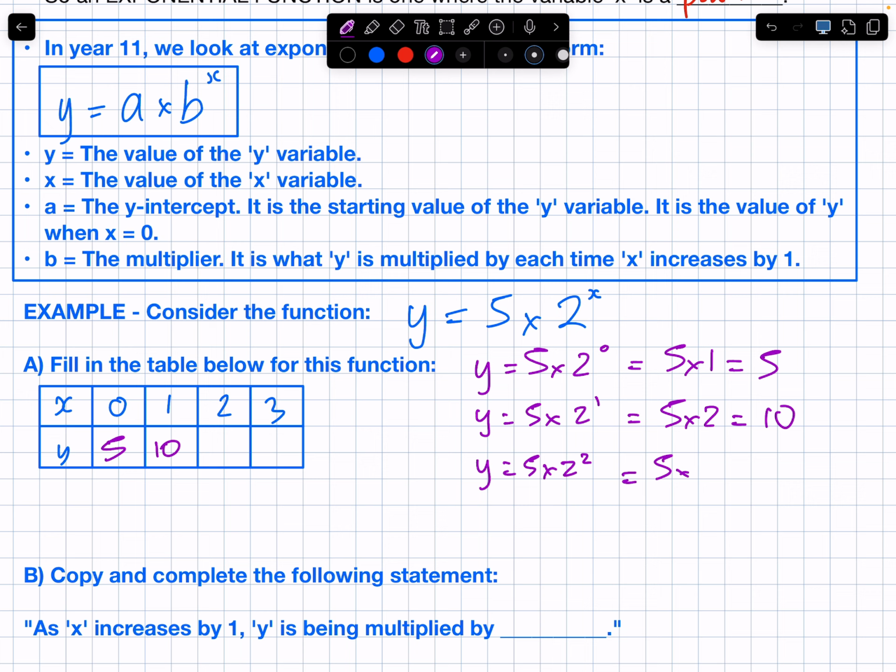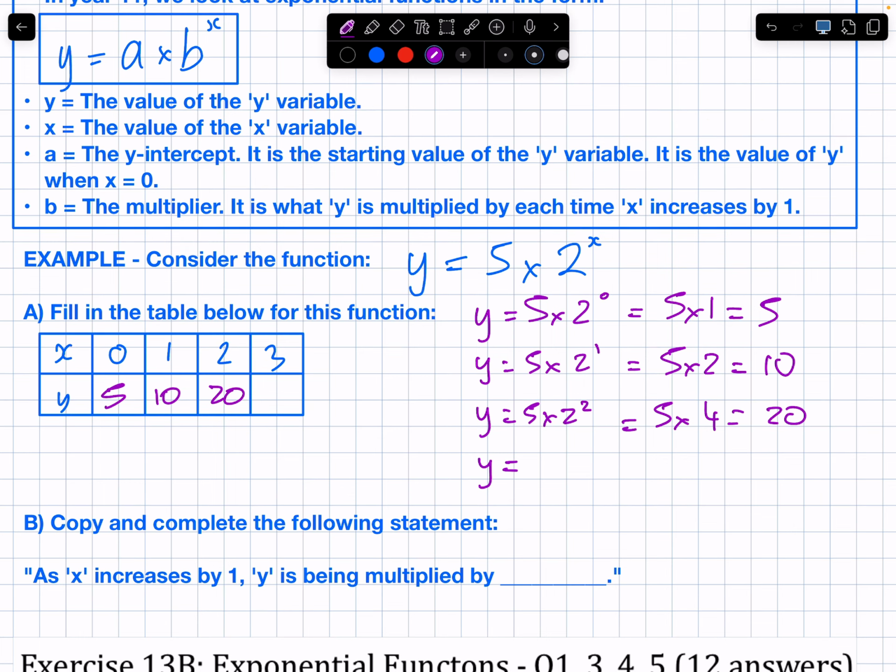2 squared is going to be 4. So it's going to be 5 times 4, which is 20. So hopefully you can see, if I was graphing this table, that is not going to be a straight line. It's going to go up, and then it's going to go up even more, and it's going to go up even more, because the first jump, what did the y variable do the first jump? It went up by 5. The next jump, it went up by 10. And so the last one, what do you reckon is going to go up by 5 times by 2 to the power of 3? 5 times by 8, 40.